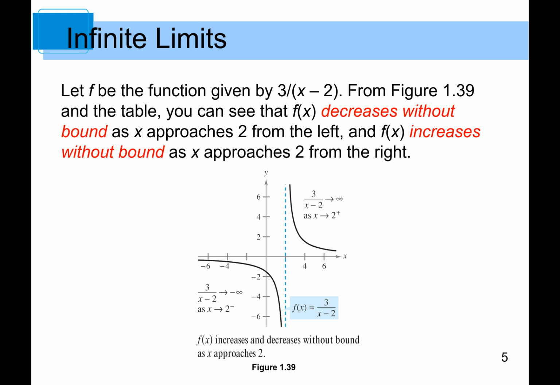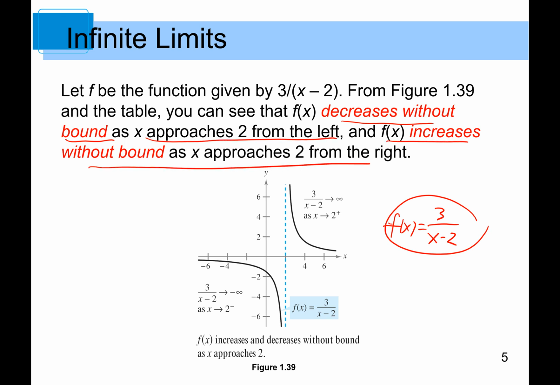Now let's say f is a function given by f of x equals 3 over x minus 2. Okay, so that's our function f of x. And you can see that f of x decreases without bound as x approaches 2 from the left, and then f of x increases without bound as x approaches 2 from the right. Actually, x equals 2 is called the vertical asymptote.